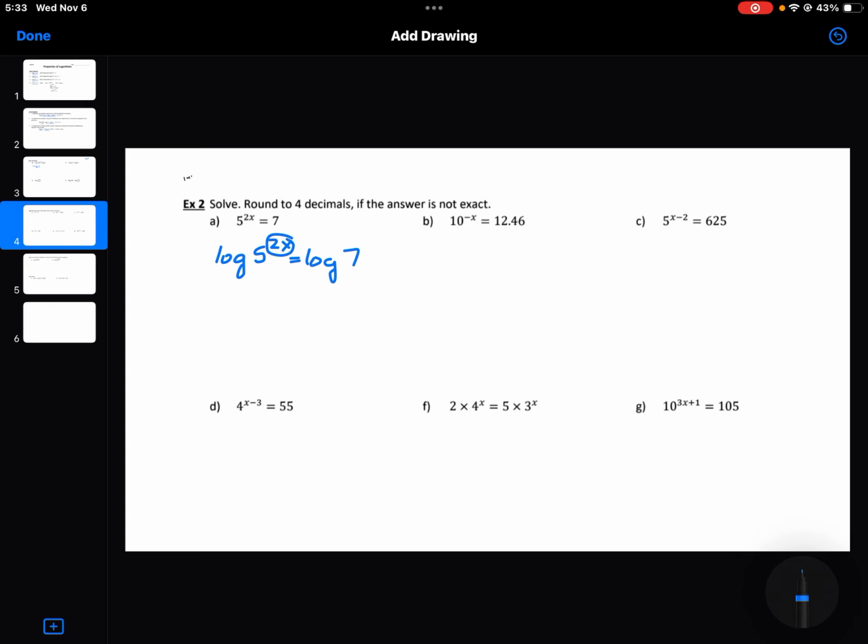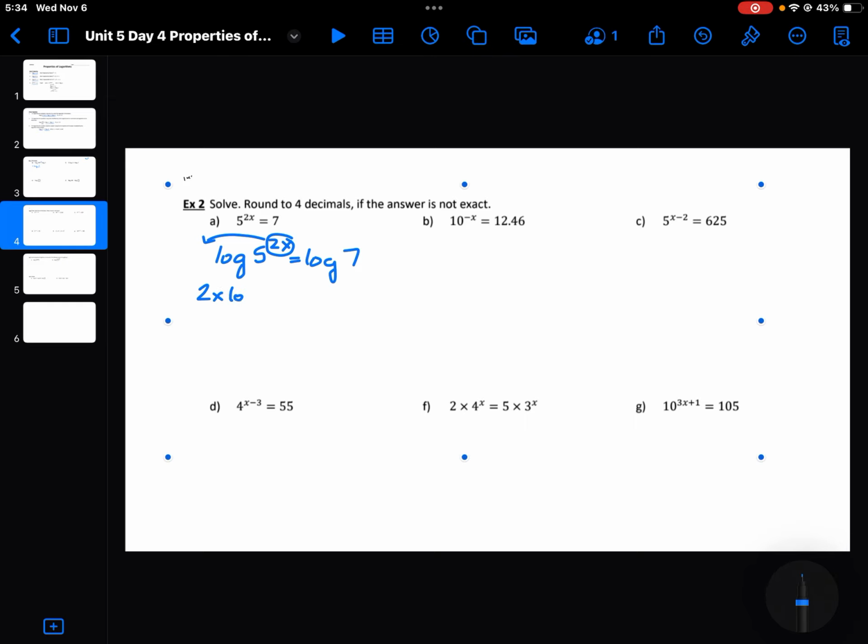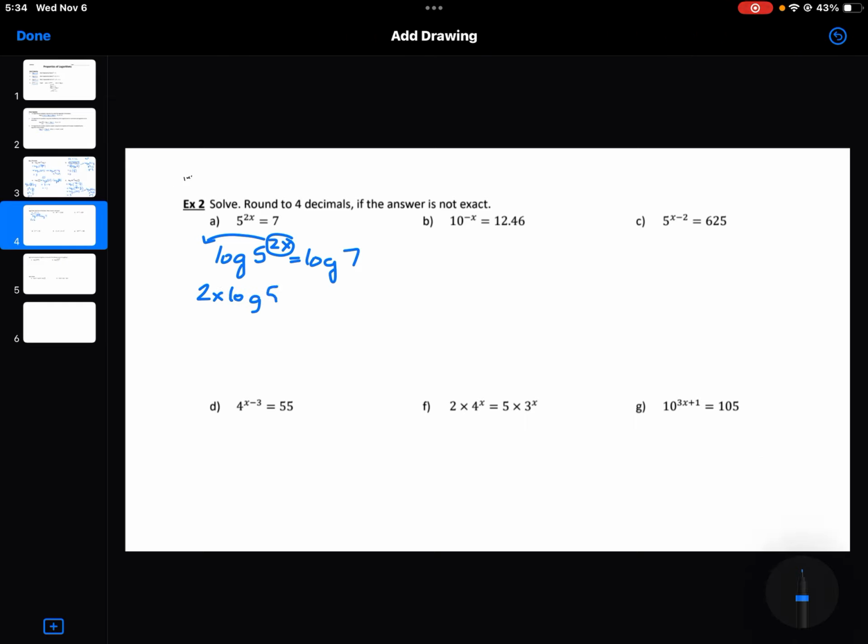When I do that, that allows me to bring the exponent down in front. That is one of my properties of logs. And then log 5 is just a number, so I can divide both sides by everything except for the x to be able to solve my equation. So those cancel on this side and the 2's. I'm left with this, which is just a number, and I can put that all into my calculator.